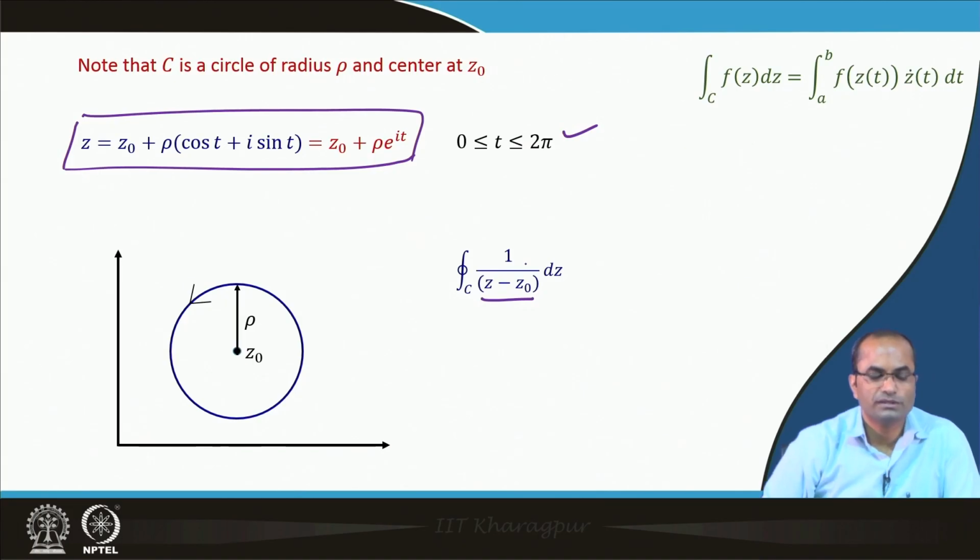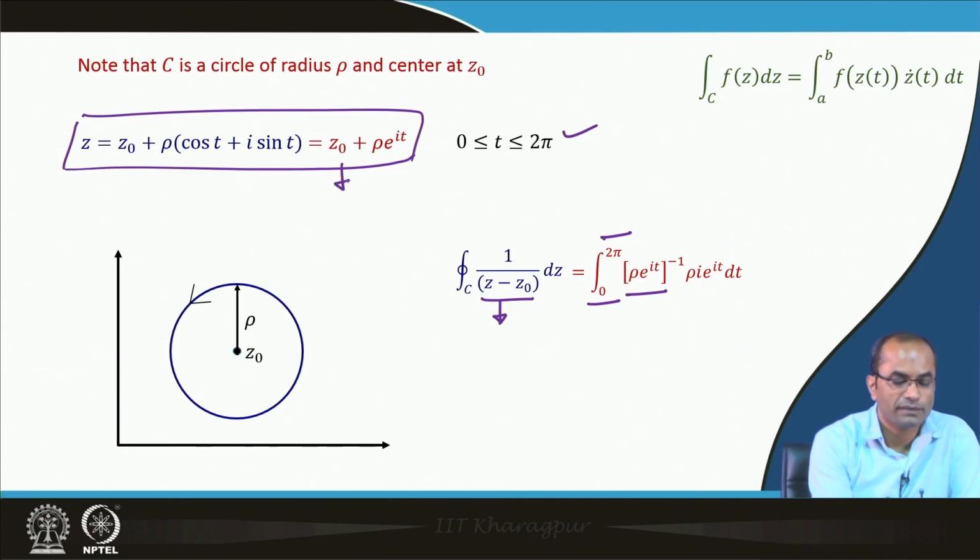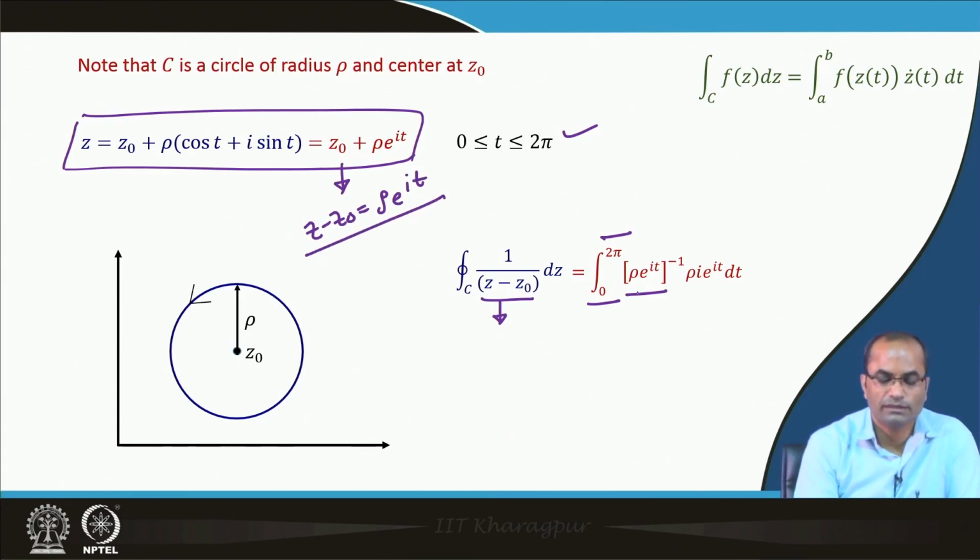We have to substitute this z there in terms of the parameter t. So, that means t is 0 to 2 pi, and then we have rho e power I t. From this parametric equation, we have z minus z0 is equal to rho e I t. So, we can just substitute for z minus z0 rho e I t, this power minus 1, and then we need the derivative of this z. So, that means this dz over dt we can get.